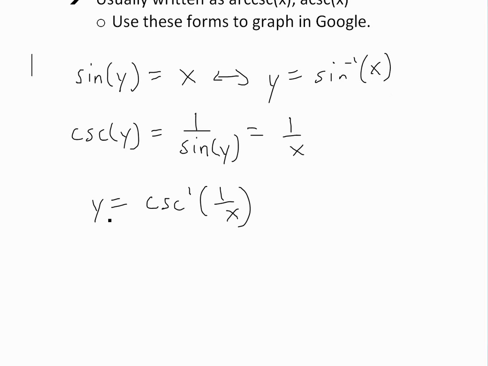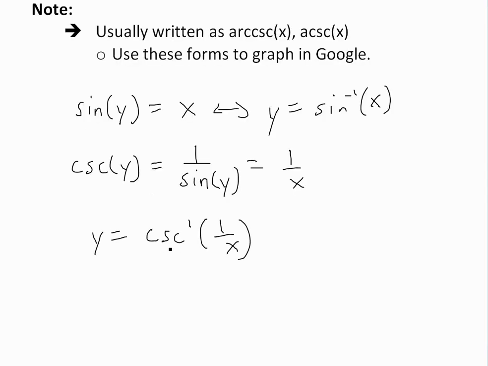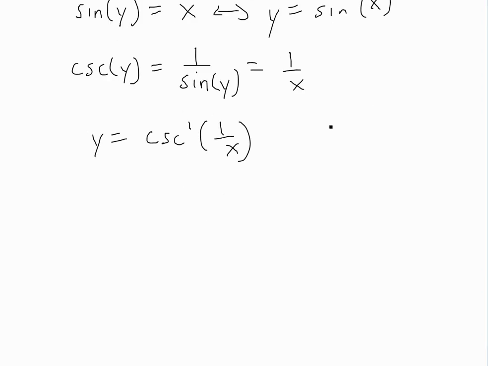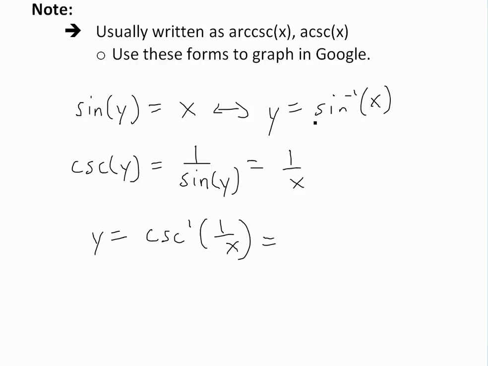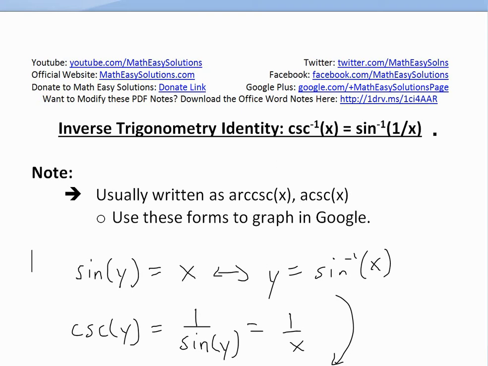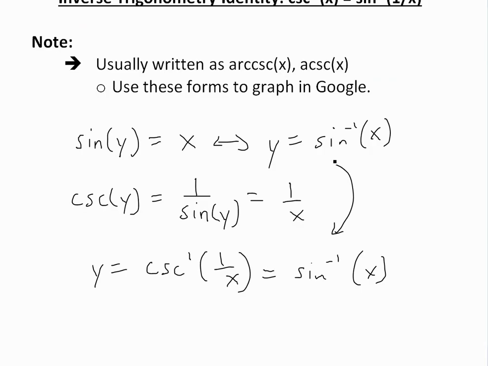So now we have y, but it's in two forms: inverse cosecant of 1 over x, and inverse sine of x. We can put these together because we already know what y is. This equals this part right here, so we just drag this in there. This equals inverse sine of x. So now this identity is the exact same thing as this, just written a bit differently.